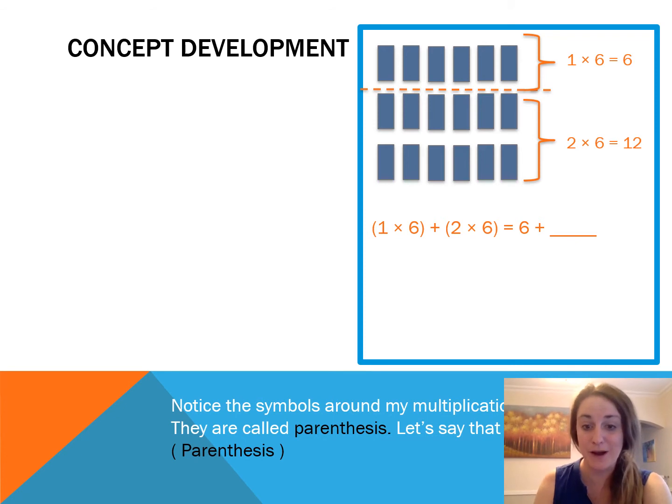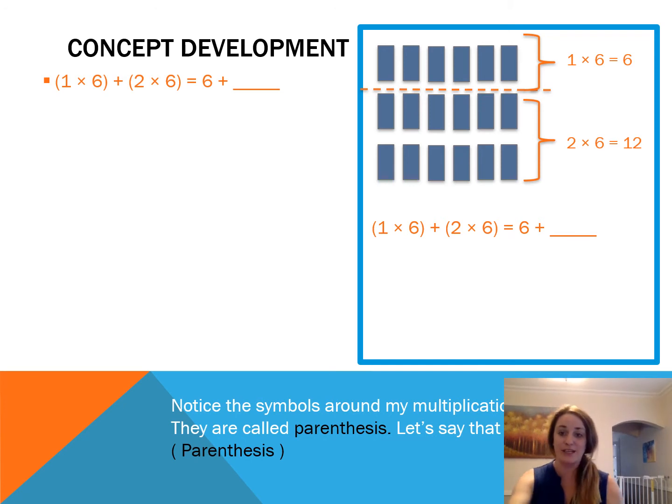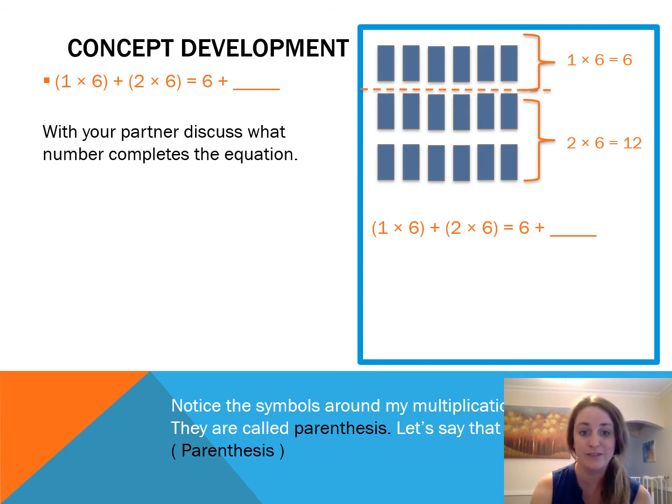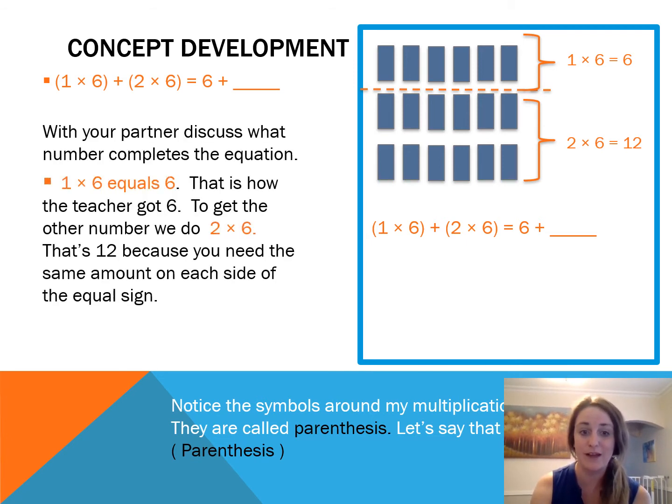Notice the symbols around my multiplication expressions. They are called parentheses. Let's say that together. Parentheses. 1 times 6 plus 2 times 6 equals 6 plus what? We put that 6 in that equation because that's what 1 times 6 is. So what is 2 times 6? 2 times 6 is 12. So that will be the number that completes the equation.